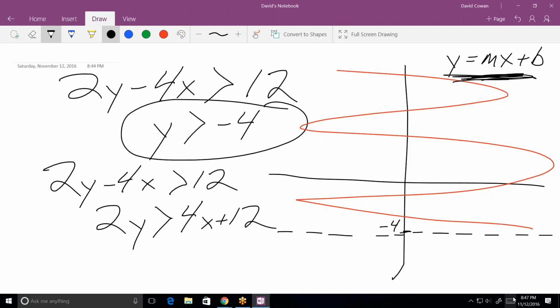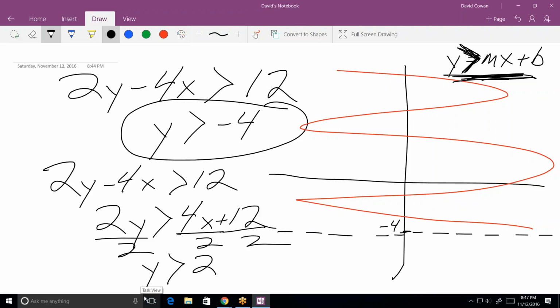I got to get it into y is greater than mx plus b. Well, I'm close. I got 2y is greater than this. How do I get it down to just y? Divide by 2. If I divide everything by 2, I get y is greater than 2x plus 6. Now I know how to graph that.